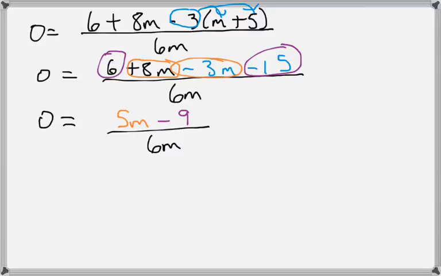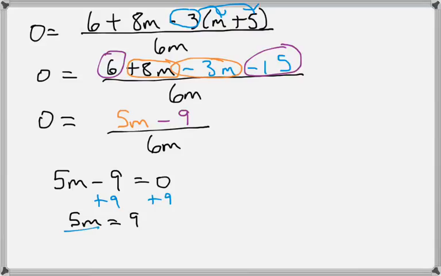So now we have a fraction that equals 0. The only way a fraction is going to equal 0 is if the numerator equals 0. So we are going to set our numerator, 5m minus 9, equal to 0, and then we're going to solve from there. To get m by itself, add 9 to both sides. That leaves you with 5m is equal to 9. And get m by itself by dividing both sides by 5, arriving at your answer of m is equal to 9/5, which is what we got before.